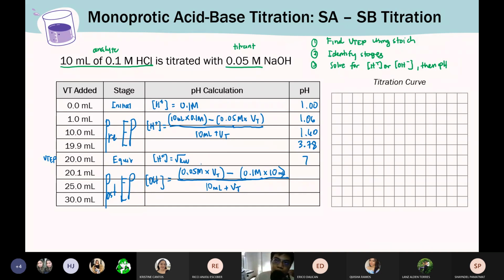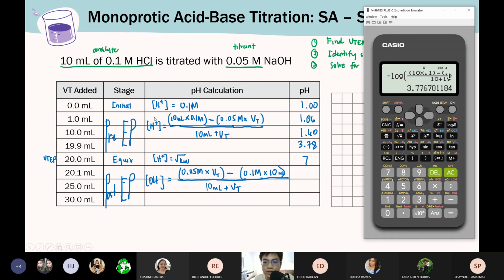So makuha nyo, pag ni-negative log nyo to is POH. So i-minus nyo pa siya sa 14. Okay? So I will do the shortcut in my calcu. Basically 14 minus the negative log. Okay? Kayo, kung nag-long method kayo, go lang. As long as we arrive with the same answer, that's good.